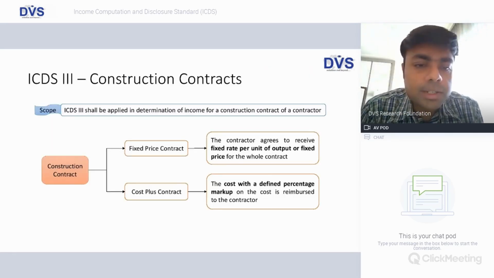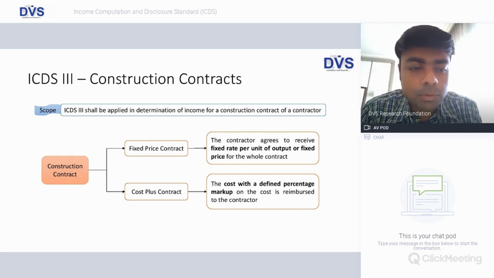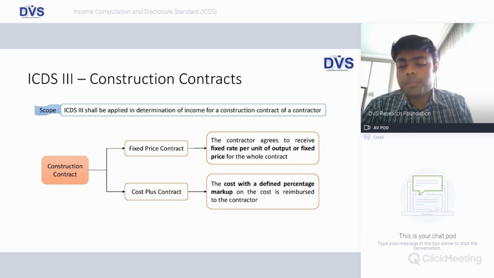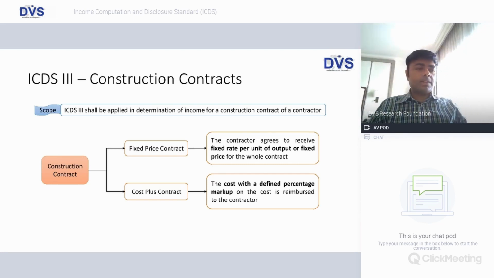Next, ICDS 3 construction contracts, one of the most litigation prone areas. Construction contracts can broadly be categorized as two parts. One is a fixed price contract, the other is a cost plus contract. In a fixed price contract, let's say I'm going to build a 10,000 square foot building, and my cost of building is very clearly fixed at, let us say, 3,000 rupees a square foot. That's a fixed price contract.